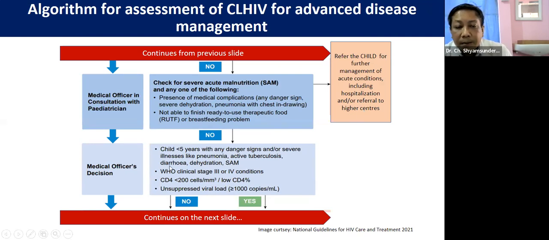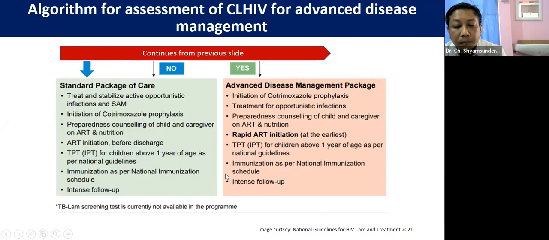When it is not there, the medical officer's decision: child less than 5 years with any danger sign or severe illness like pneumonia, active tuberculosis, diarrhea, dehydration, or severe acute malnutrition, WHO clinical stage 3 or 4, CD4 less than 200 or low CD4%, unsuppressed viral load more than 1,000 copies per ml.